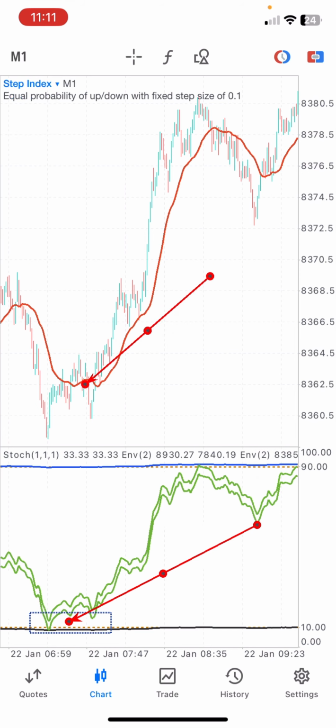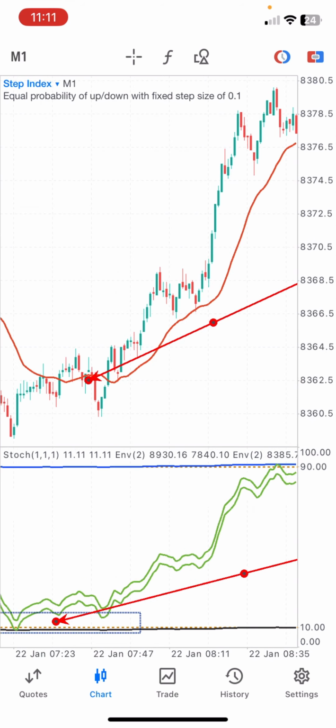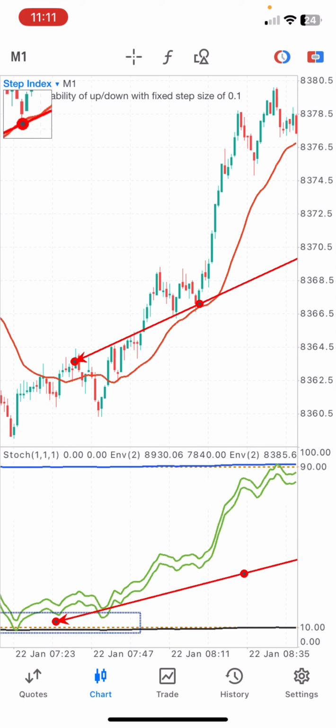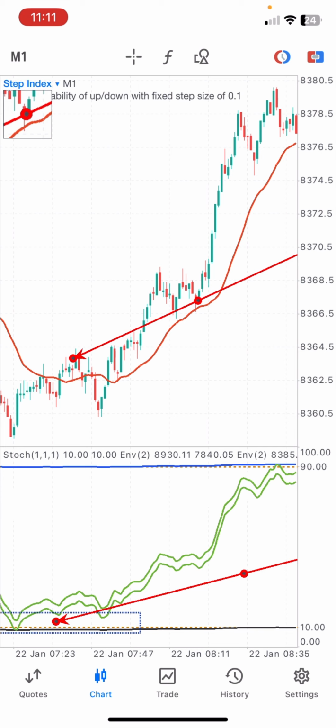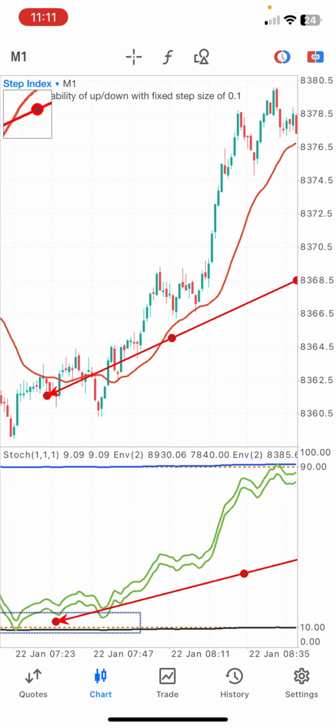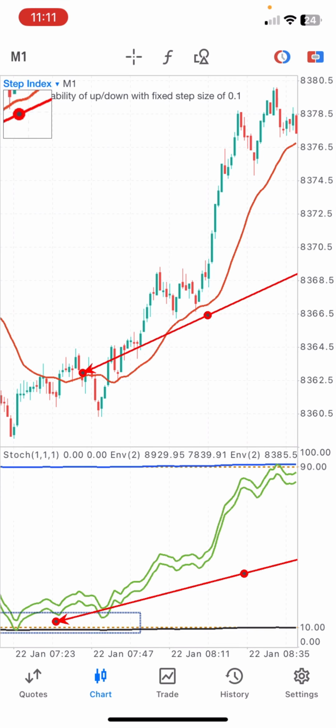Okay, now we have to wait for... Let me zoom so you guys can see. Just wait for the price to break above the moving average. Now wait for the retest to happen, and the retest must happen right at the moving average line.